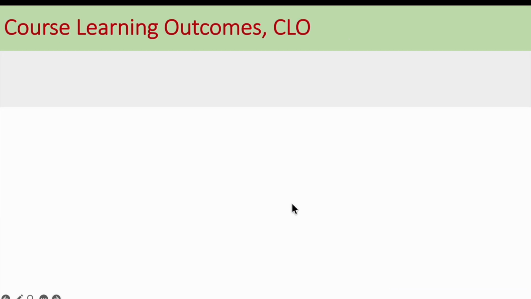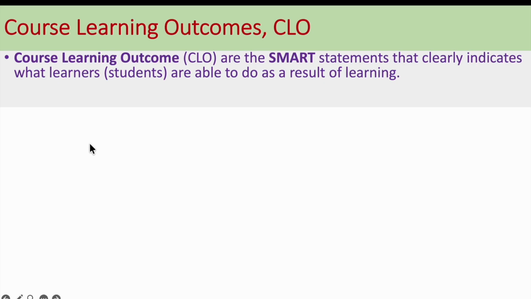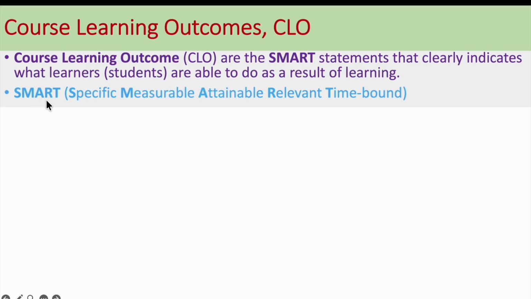Course learning outcomes, usually we define course learning outcomes for each subject, so that is known as CLO. Course learning outcomes are the SMART statement that clearly indicates what learners or students are able to do as a result of learning. SMART means specific, measurable, attainable, relevant, time bound.